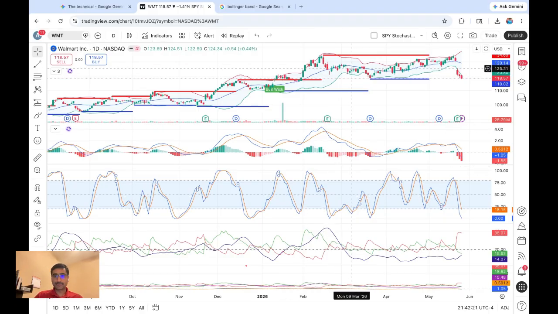So this is the Bollinger Band that I have in tradingview.com. It has three lines. The one in the middle is the 20-day moving average, which you can change and customize, and it has two standard deviations above and below. I have taken Walmart as an example.